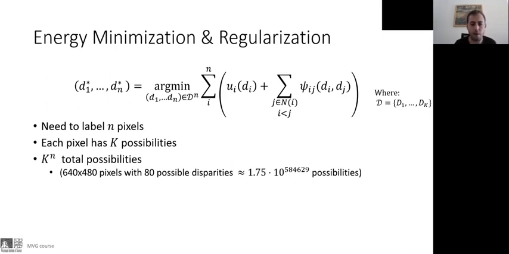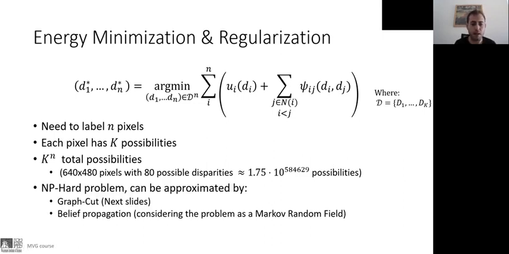And so if I want to go over all possibilities and calculate the error, I can do that, but it will take me a lot of time. For example, if I have a VGA image and 80 possible disparities, then I have this huge number of possibilities, so I cannot really do that. So it's actually an NP-hard problem to solve this objective. And we will see there are some approximations for solving this problem.